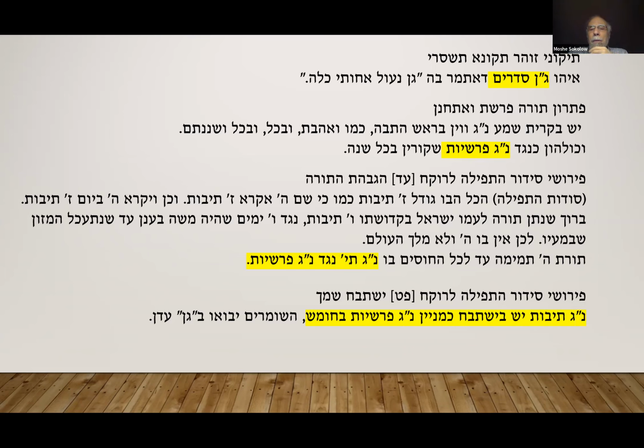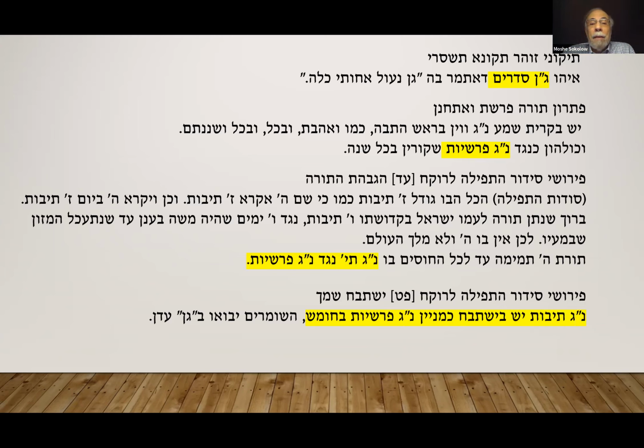Pitron Torah is an anonymous commentary on the Torah that was written sometime during the Gaonic era, perhaps in the 11th century, perhaps a bit later. And it says as follows, Yesh b'kriyat Shema nun gimel vavin b'rosh hateva. That the combined 3 parashiot of Shema have 53 words that begin with the letter Vav.